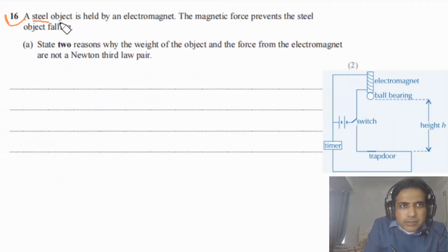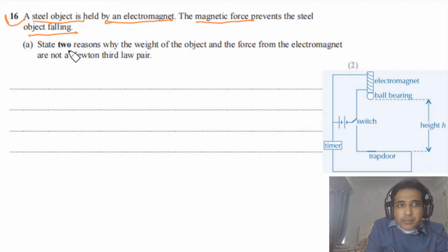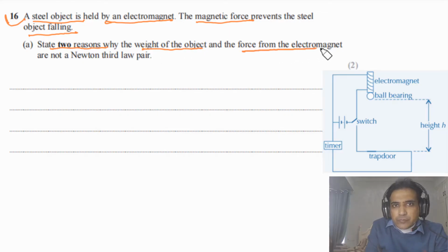Question 16 says a steel object is held by an electromagnet. The magnetic force prevents the steel object falling. For part A, state 2 reasons why the weight of the object and the force from the electromagnet are not a Newton third law pair of forces.